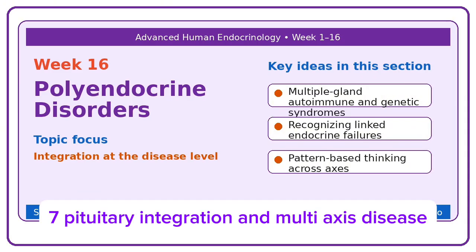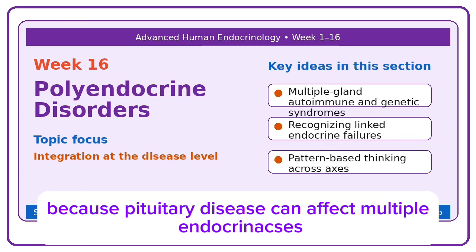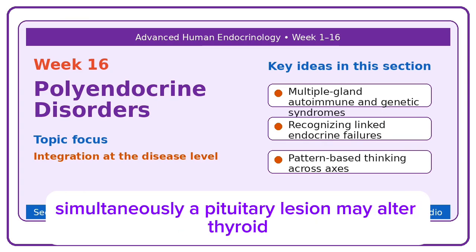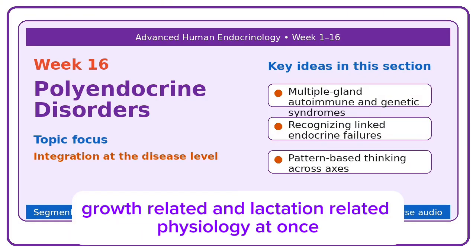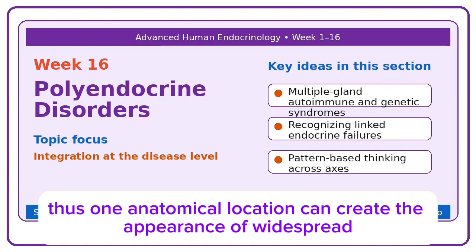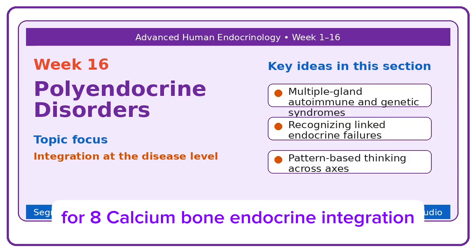7. Pituitary integration in multi-axis disease. The pituitary gland deserves special attention because pituitary disease can affect multiple endocrine axes simultaneously. A pituitary lesion may alter thyroid, adrenal, gonadal, growth-related, and lactation-related physiology at once. Thus, one anatomical location can create the appearance of widespread multi-gland endocrine failure even when the peripheral glands themselves are structurally normal.